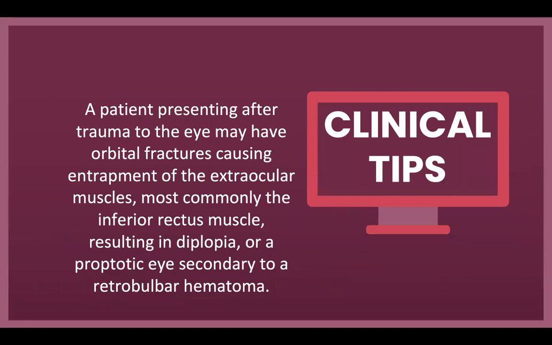Another clinical tip. Immediately after trauma, the patient may develop diplopia related to the entrapment of an extraocular muscle, especially the inferior rectus muscle. So after trauma, the fracture of the orbit may entrap one of the extraocular muscles and cause diplopia, especially the inferior rectus muscle, or can cause some retrobulbar hematoma and cause diplopia due to pressure on the globe and deviation of the axis.